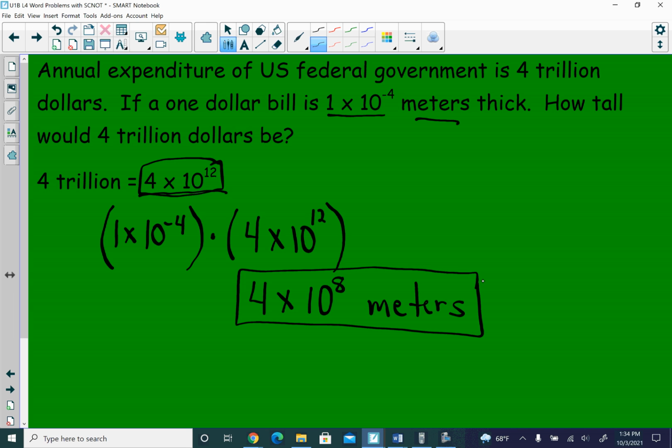Right, if you take $4 trillion and stack it as $1 bills, it's going to be really tall, even though those dollar bills are very tiny and skinny.